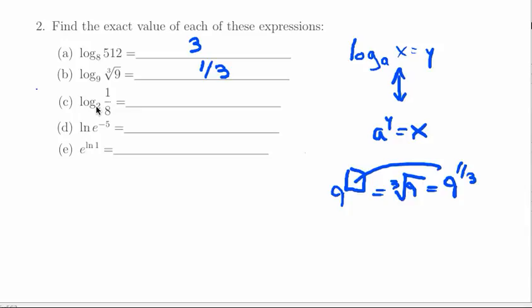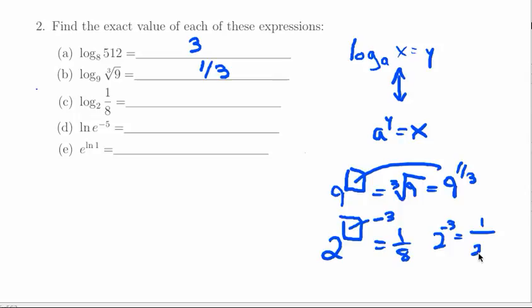Moving on to part C, the log base 2 of 1/8. Again, that's just asking the same thing as 2 to the what is 1/8. Well, I know 2 to the third power is 8. So if I want 1/8, I need a negative 3 power. So 2 to the negative 3 is the same thing as 1 over 2 to the 3, and that's 1 over 8. All right, so my exponent is going to be my answer. That's negative 3, because 2 to the negative third power is 1/8.